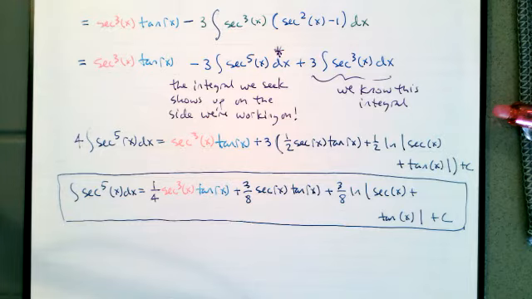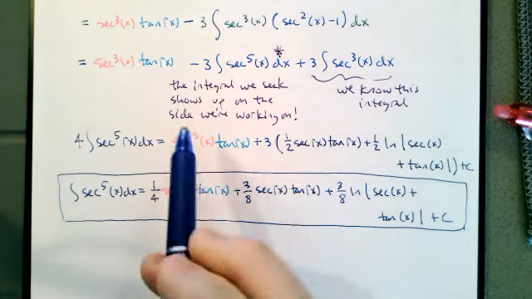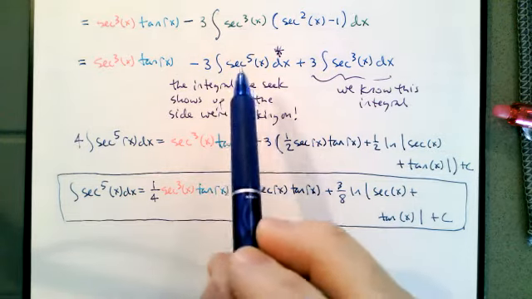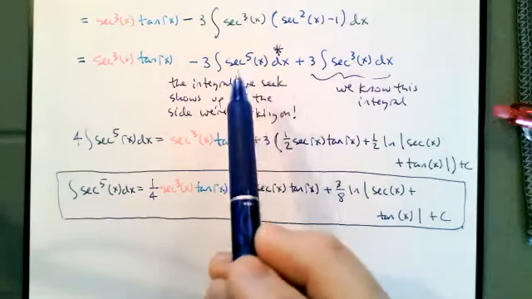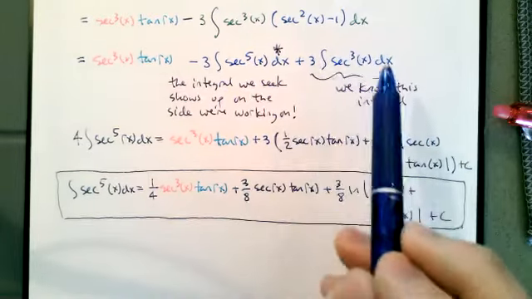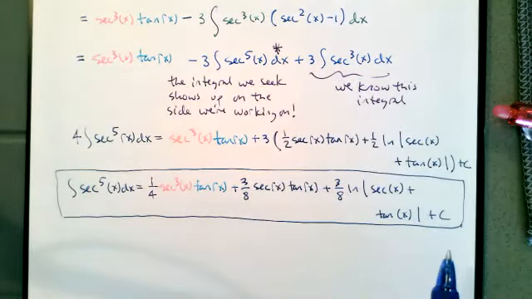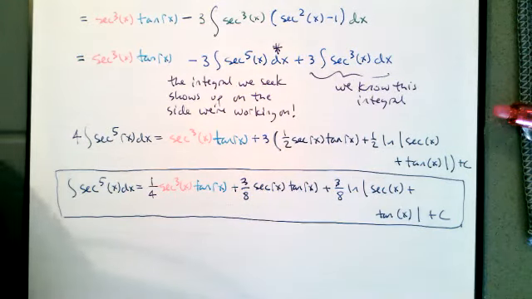I'll separate out 2 secants that we can integrate into a tangent. And then I know that this is going to happen. The integral that we're looking for is going to show up on the side that we're working on. If I started with an integral of secant to the 7th, then I'm going to have some constant times secant to the 7th. That's going to be the one that shows up. And then there's going to be plus some integral of secant to the 5th, which is one that we already know. That's why we should go in order.